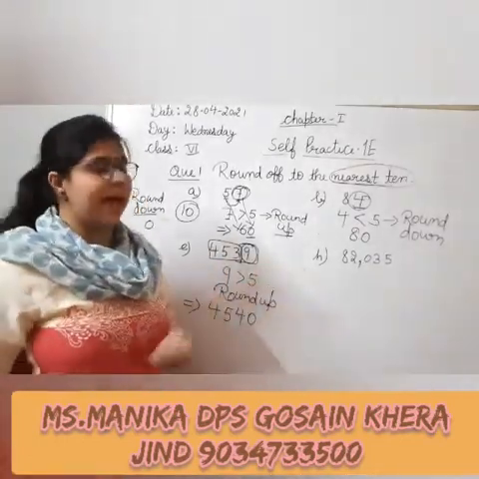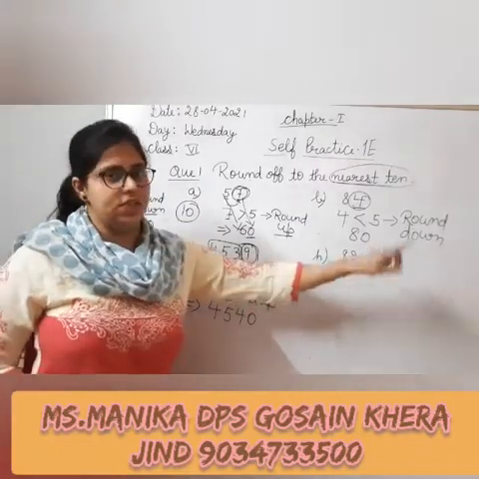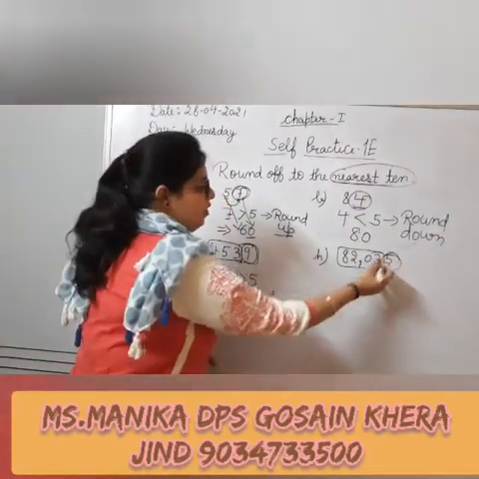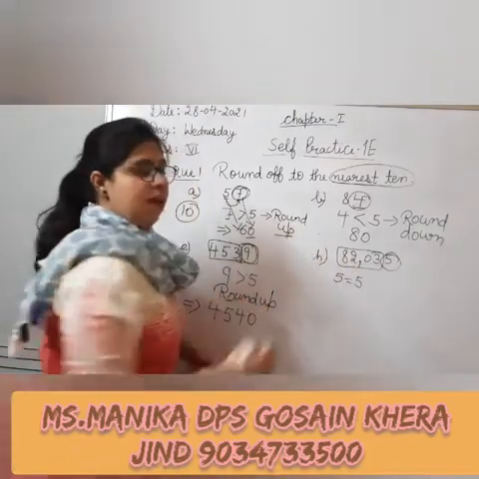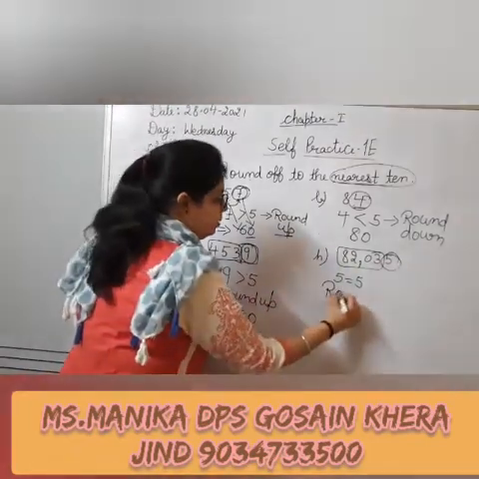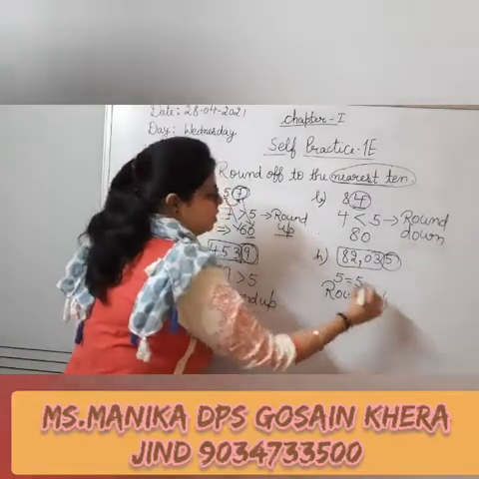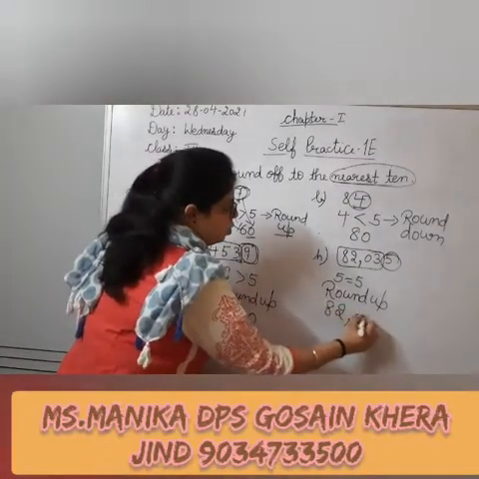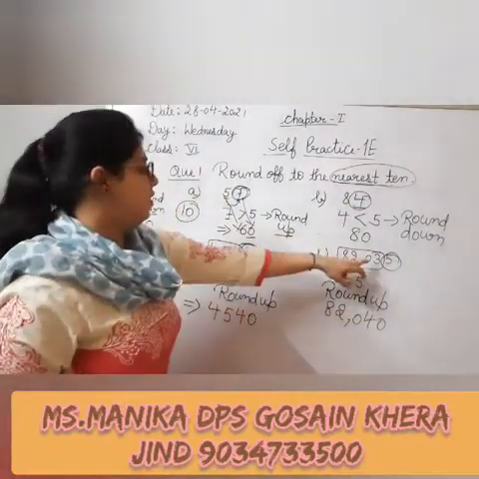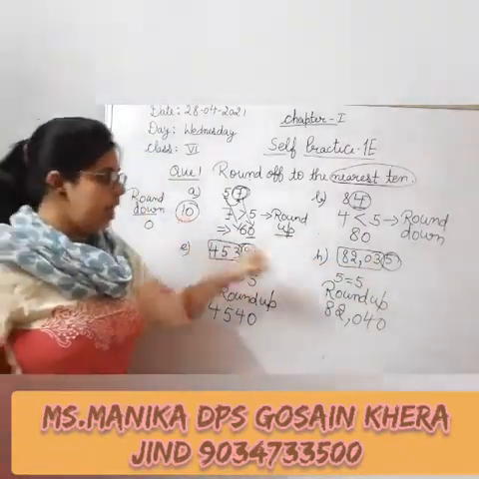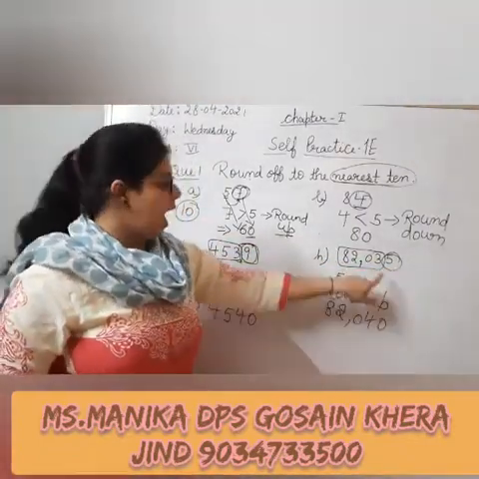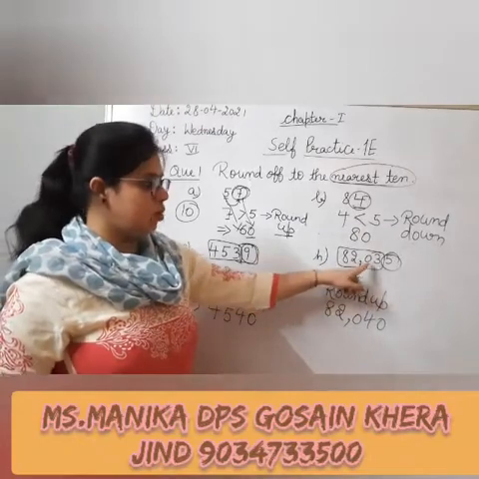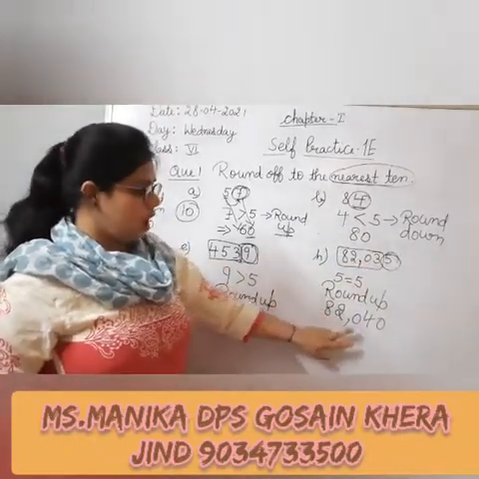Now the H part is 82,035. Again, we don't have to look at these 4 digits, we have to look at this digit 5. 5 is equal to 5. When it is 5 or greater than 5, we simply round up. So when we round up, we will get 82,040, because the digit 5 becomes 0, and we increase this 3 by 1, we get 4. So by rounding up the number 82,035, we get the answer 82,040.